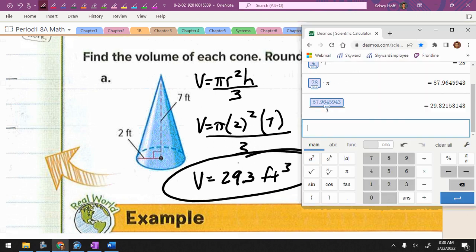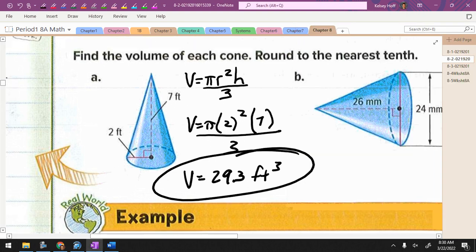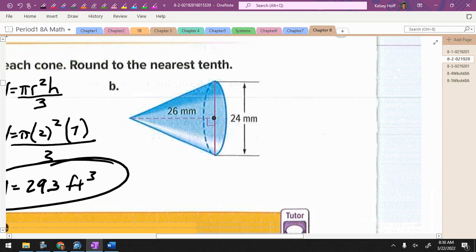Nicely done, you guys. Nicely done. I'm impressed. Okay, now hit your ANS button. Okay, one last step. Divided by 3. You're good. Okay. Questions on the cone so far? Good work. Okay, let's go to B then. Write your formula. V equals pi radius squared height divided by 3.